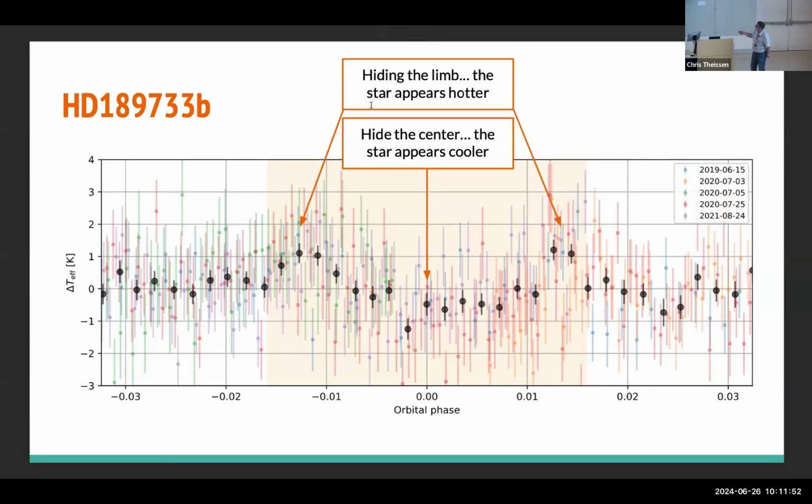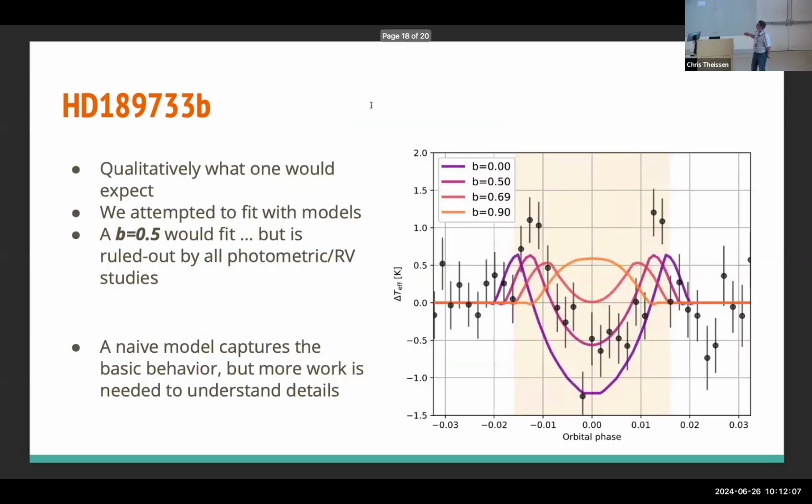So that's just beginning of egress, beginning of ingress, end of egress. And you see that positive feature basically hiding one side of the star that is basically cooler, and the bottom and the top again and back in this time series. So we tried to fit it.